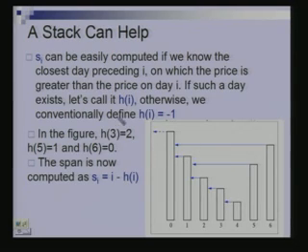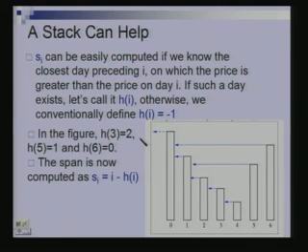I am going to call this quantity h of I. What is h of I? H of I is the closest day preceding I on which the price is greater than the price on day I. So, who can tell me what is h of 3? H of 3 is 2, h of 2 is 1, h of 1 is 0, h of 0 is minus 1, conventionally, let us define it that way. H of 4 is 3, h of 5 is 1 and h of 6 is 0.